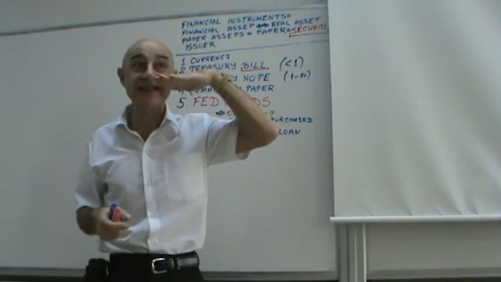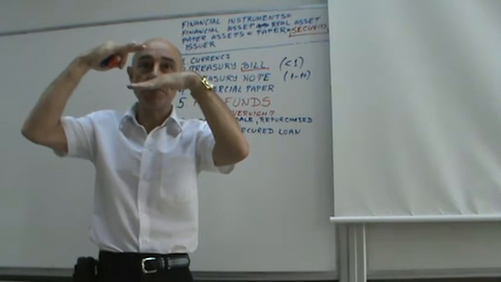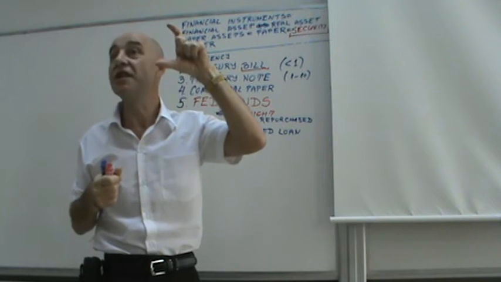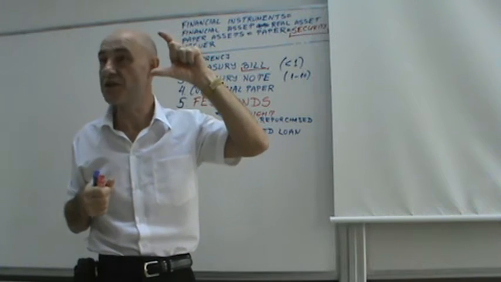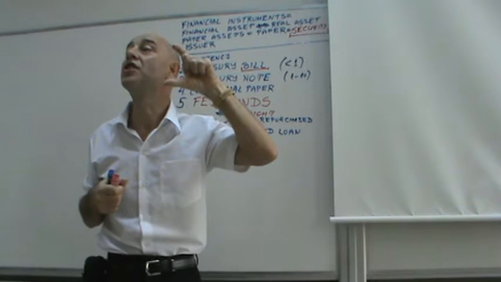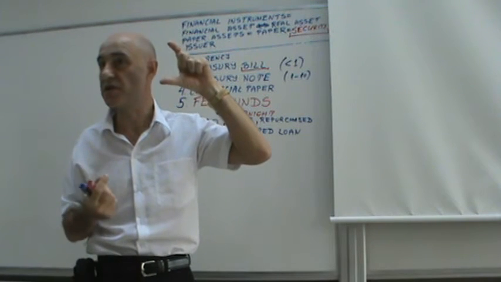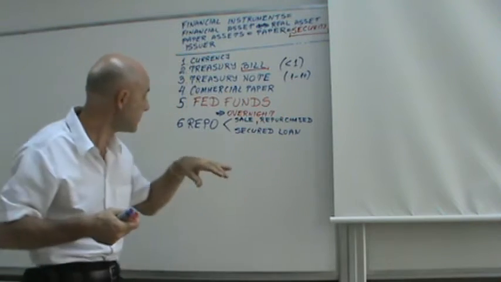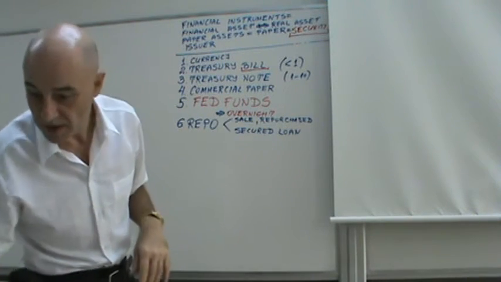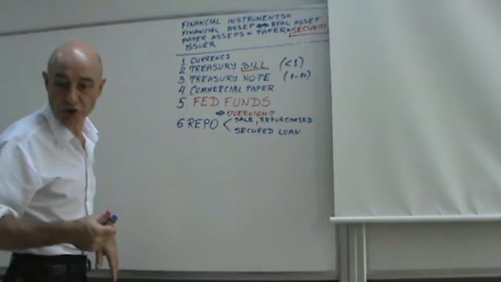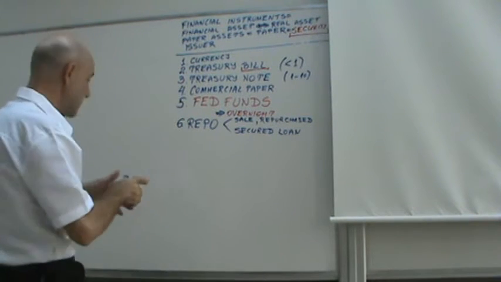Whatever the sale price is and whatever the purchase price is, the difference between them is the return. Remember, there is no profit in these operations, just the return. So that's the repo. Next one, negotiable certificate of deposit.